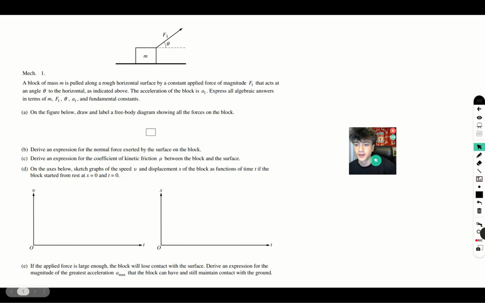Today we're taking a look at another AP Physics C mechanics question. So let's just get straight into it.